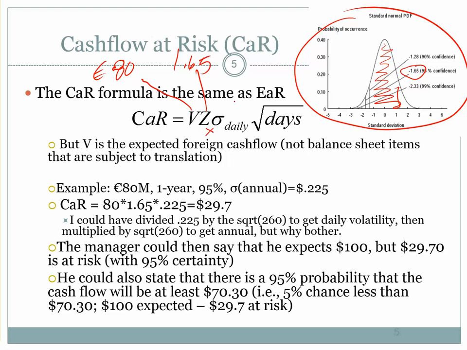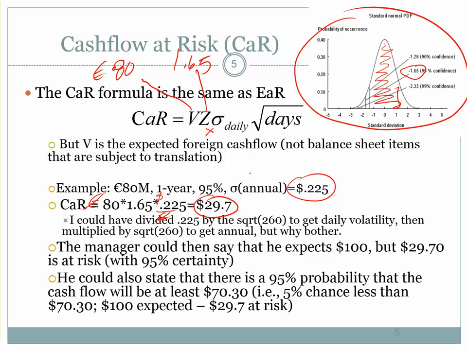Standard deviation, say I look up the last 5 years of data or go to Bloomberg and look at implied volatilities, and we find out that it's 22.5 cents. So then I plug in my CaR: 80 euros times 1.65 standard deviations. That converts the euros into dollars, and I get 29.7.